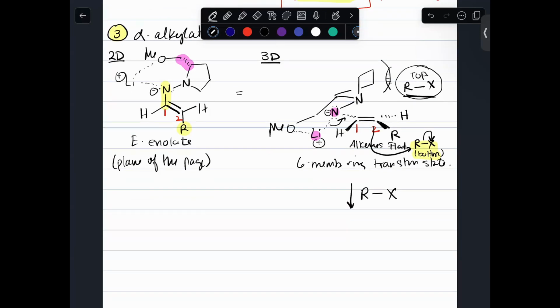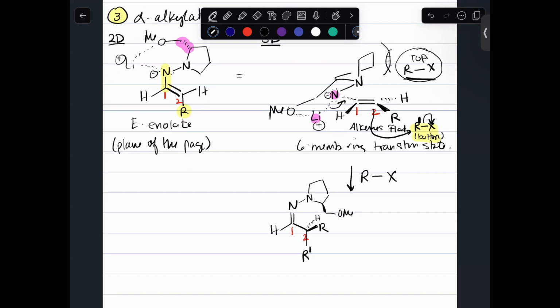So let's draw the product that arises from that. I'm just going to draw carbons 1 and 2. And what I want you to notice is the following. I'll call this R prime. So R prime came from the bottom, which means that my R group and my hydrogen are in a tripod facing up. And that's it. You're done.